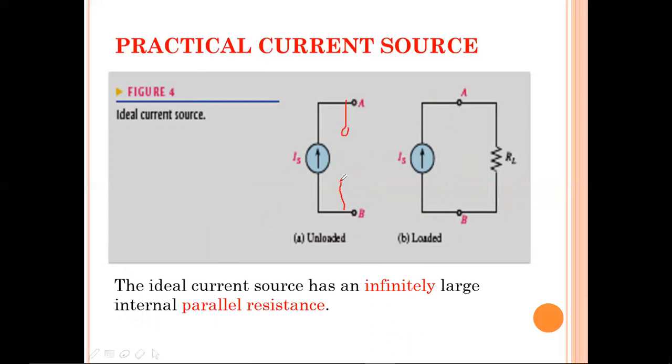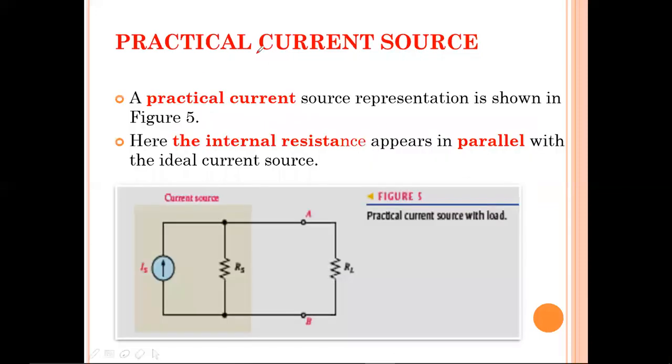This slide is similar to our previous slide itself. Let me go to the next slide. In a practical current source, represented as shown in the figure, the internal resistance appears in parallel, here between C and D. There will be an internal resistance present. That is called RS. RS value of resistance will be present between C and D.